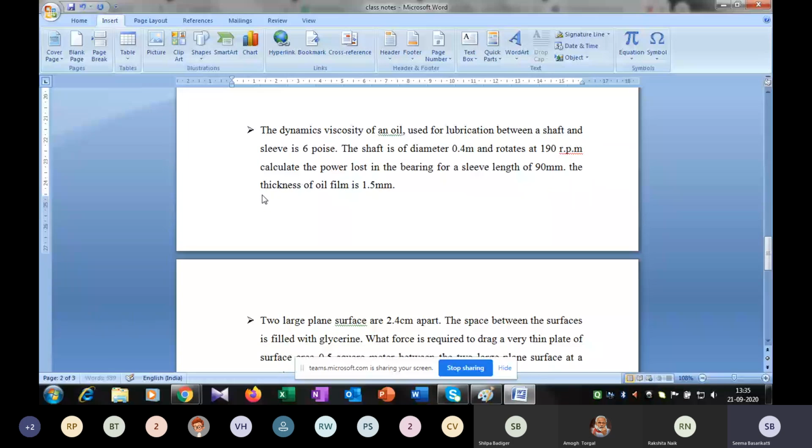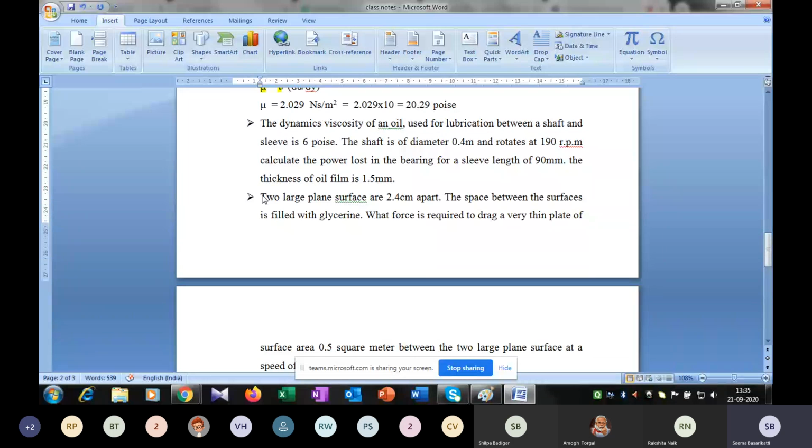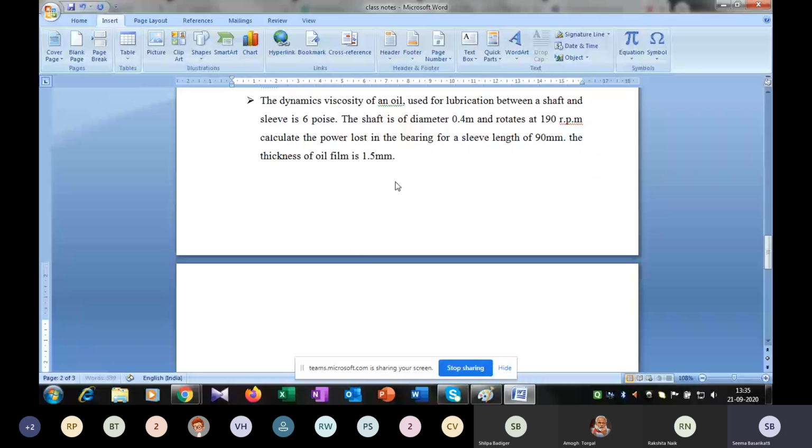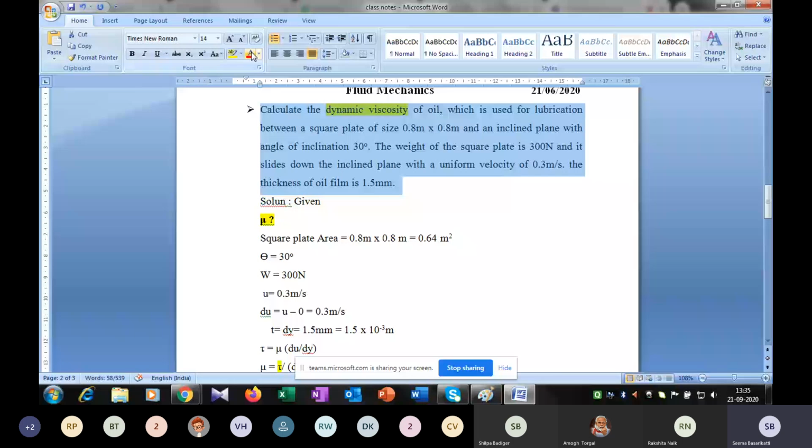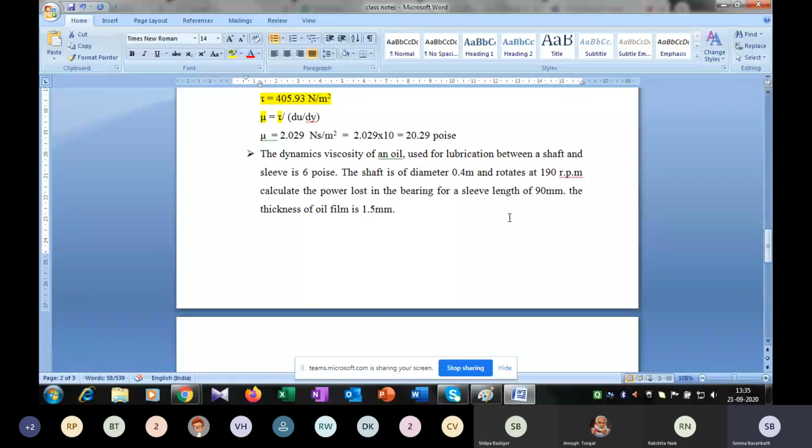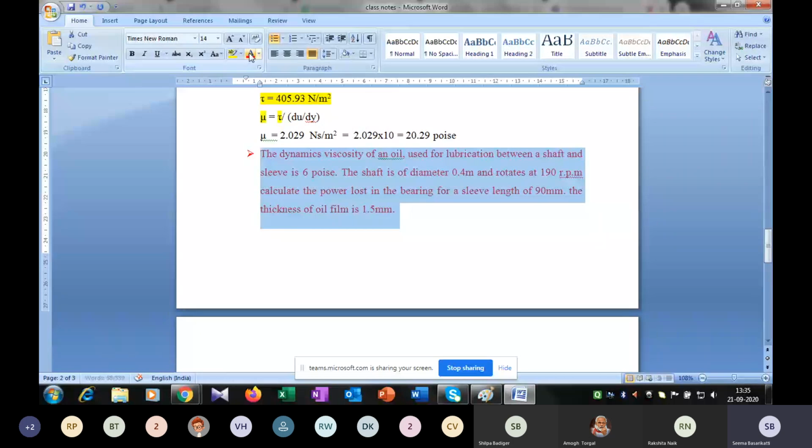So take the next problem. The previous problem, mark it as important. It is very important from the exam point of view. This is also a very important problem. Many times in the examination, they have asked problems on these concepts. It is a similar kind of problem, but there it was a plate, and here it is a shaft. That is the only difference.